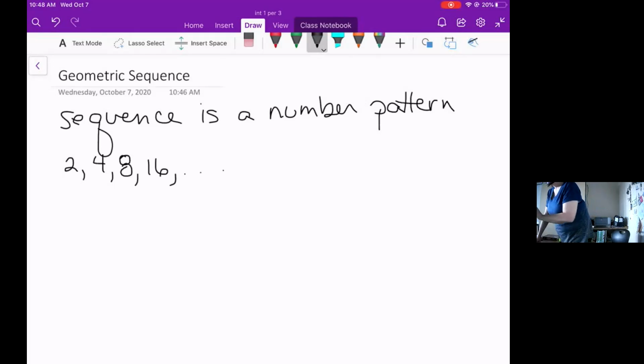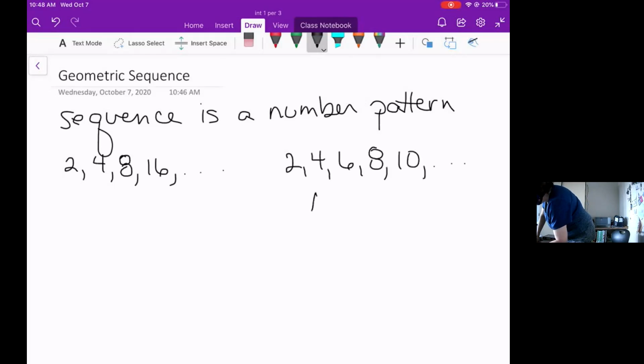Now don't write this one down. I'm going to erase it, but this one is not a geometric sequence. So this one is not one. This one is. How do you tell the difference between a geometric sequence and any other number pattern? Let's get a little more generic, right?